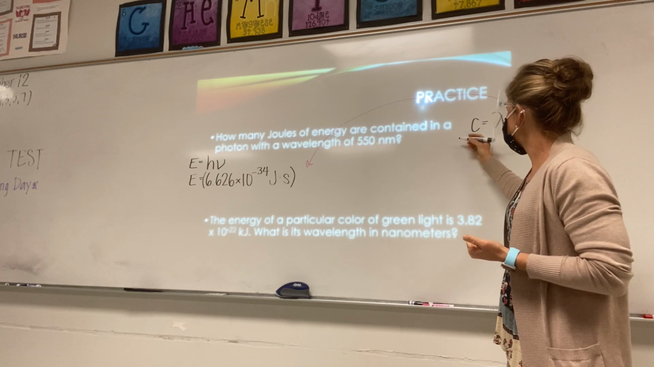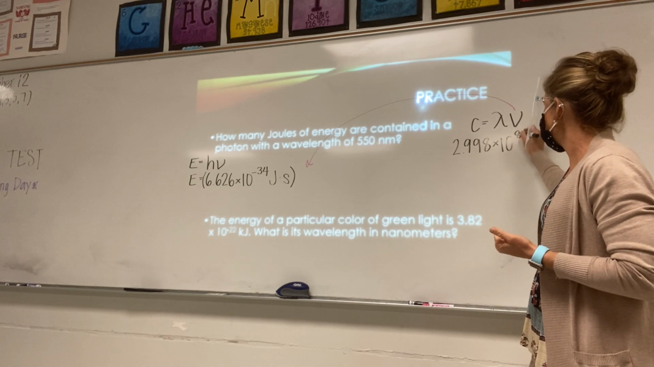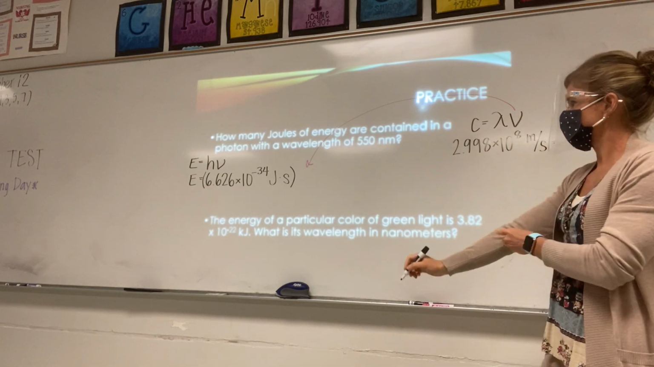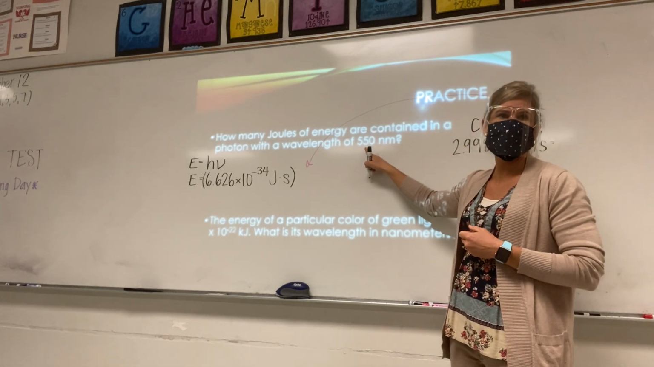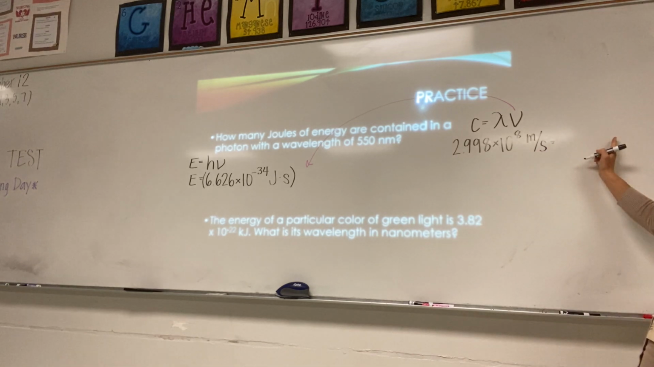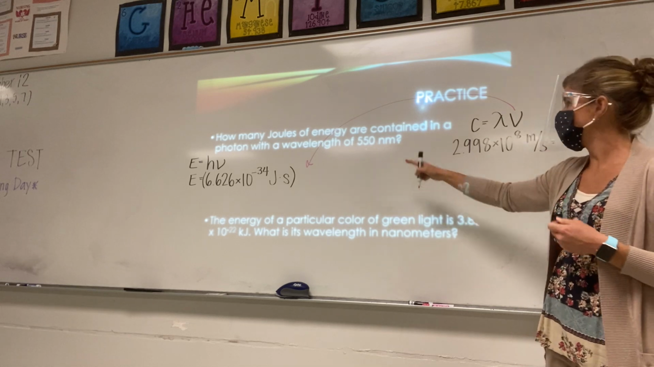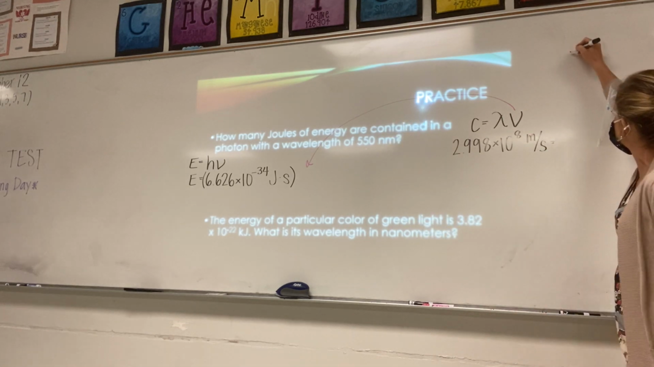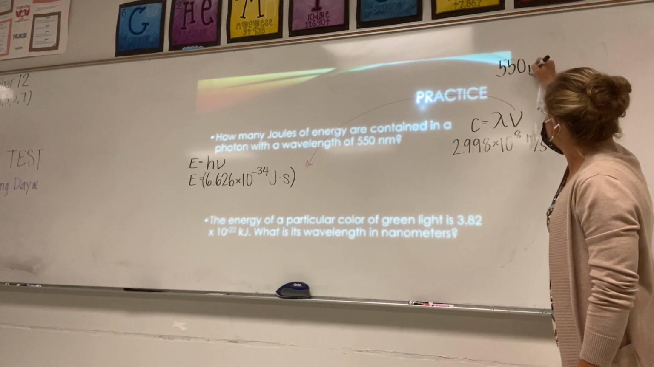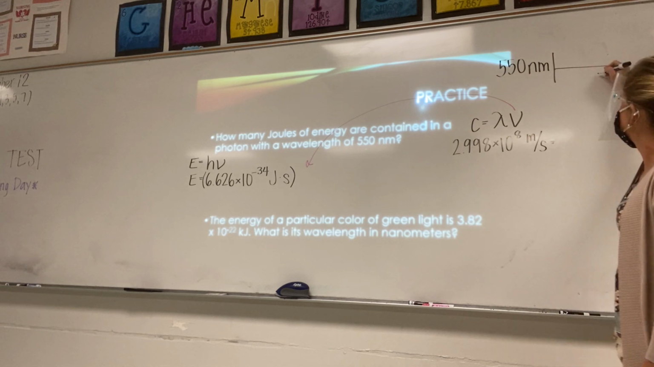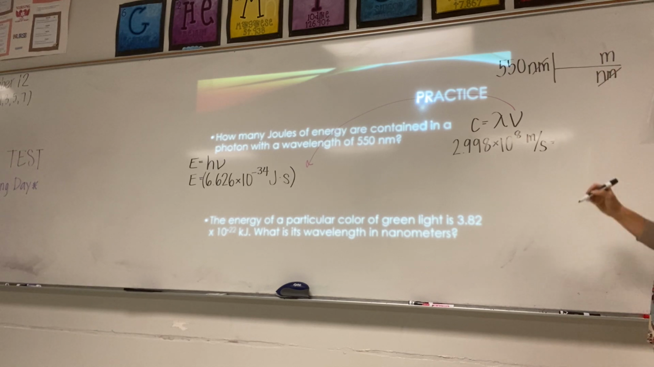So know that our c, that was our constant speed of light, 2.998 times 10 to the 8 meters per second. Here's my wavelength. Can I plug this wavelength right into my formula? Why not? It's not in the correct units, right? So we got to do that first. So somewhere over this side, do that. 550 nanometers. Nanometers is on the bottom so that it cancels. Meters is on the top.